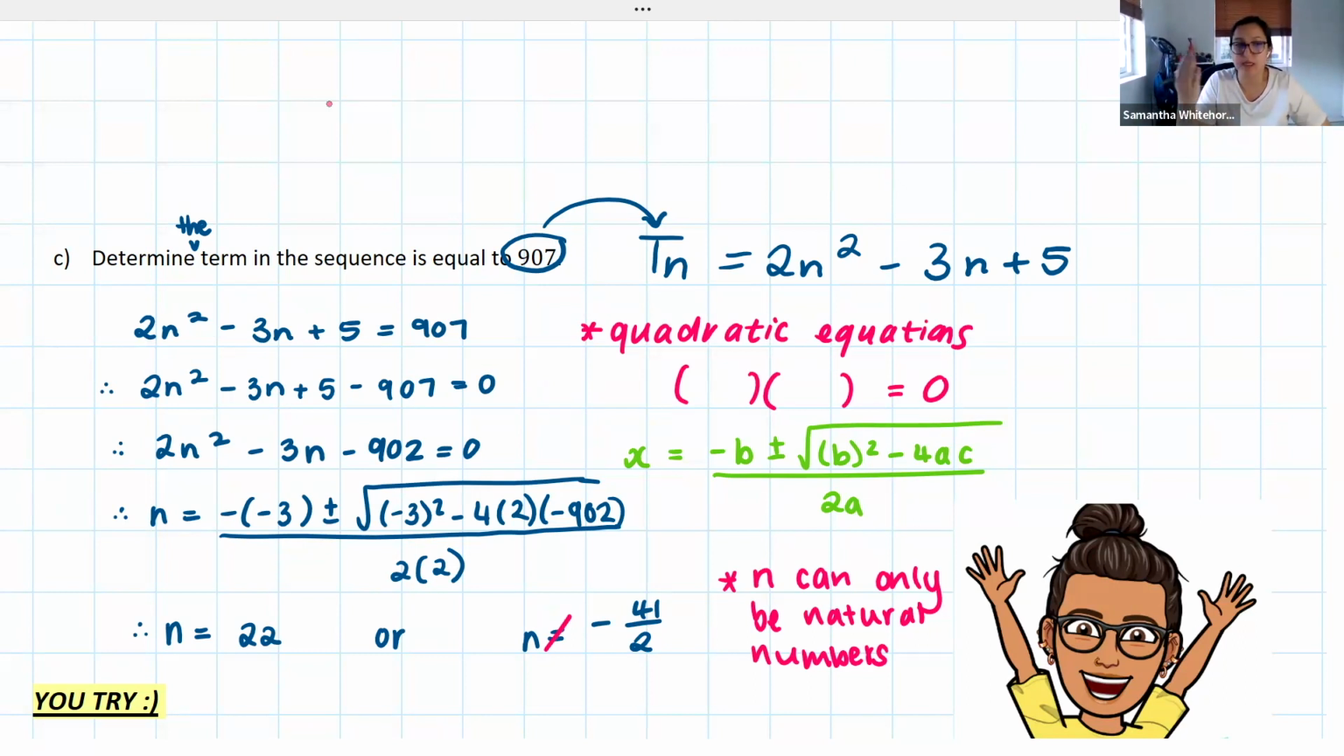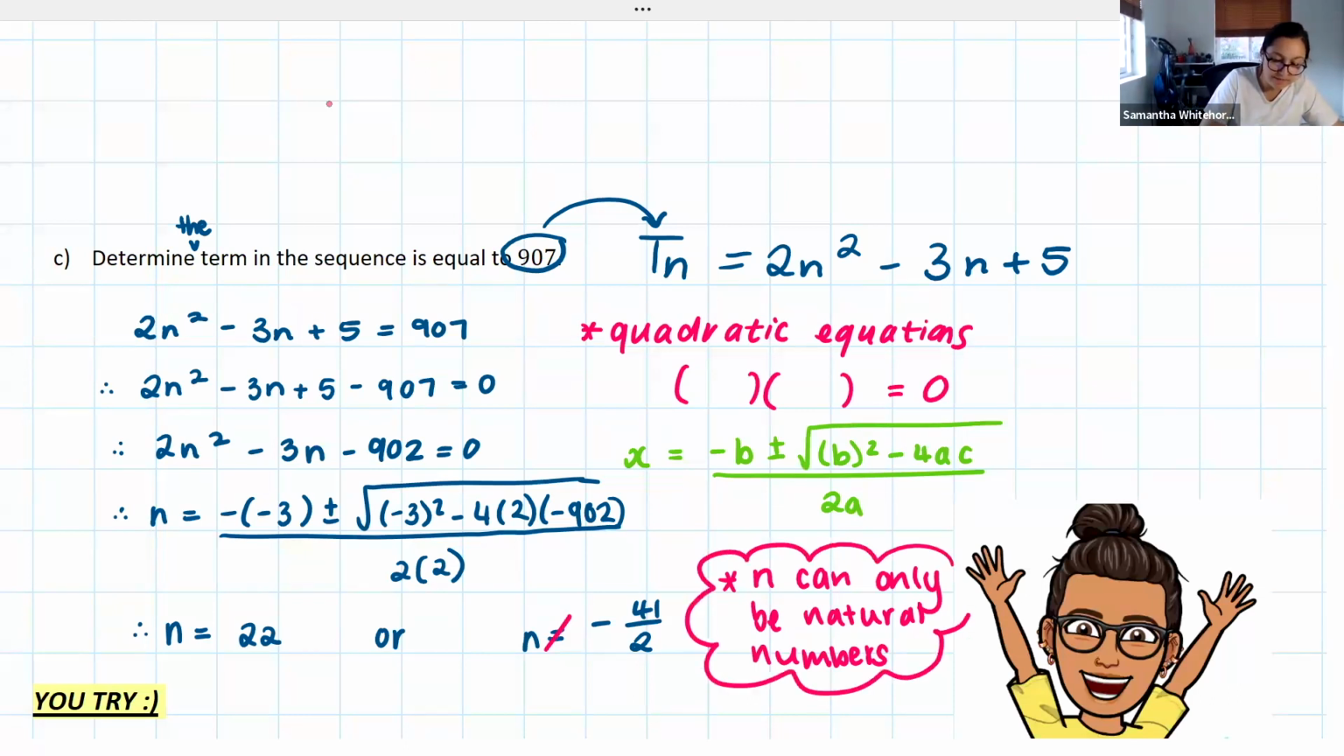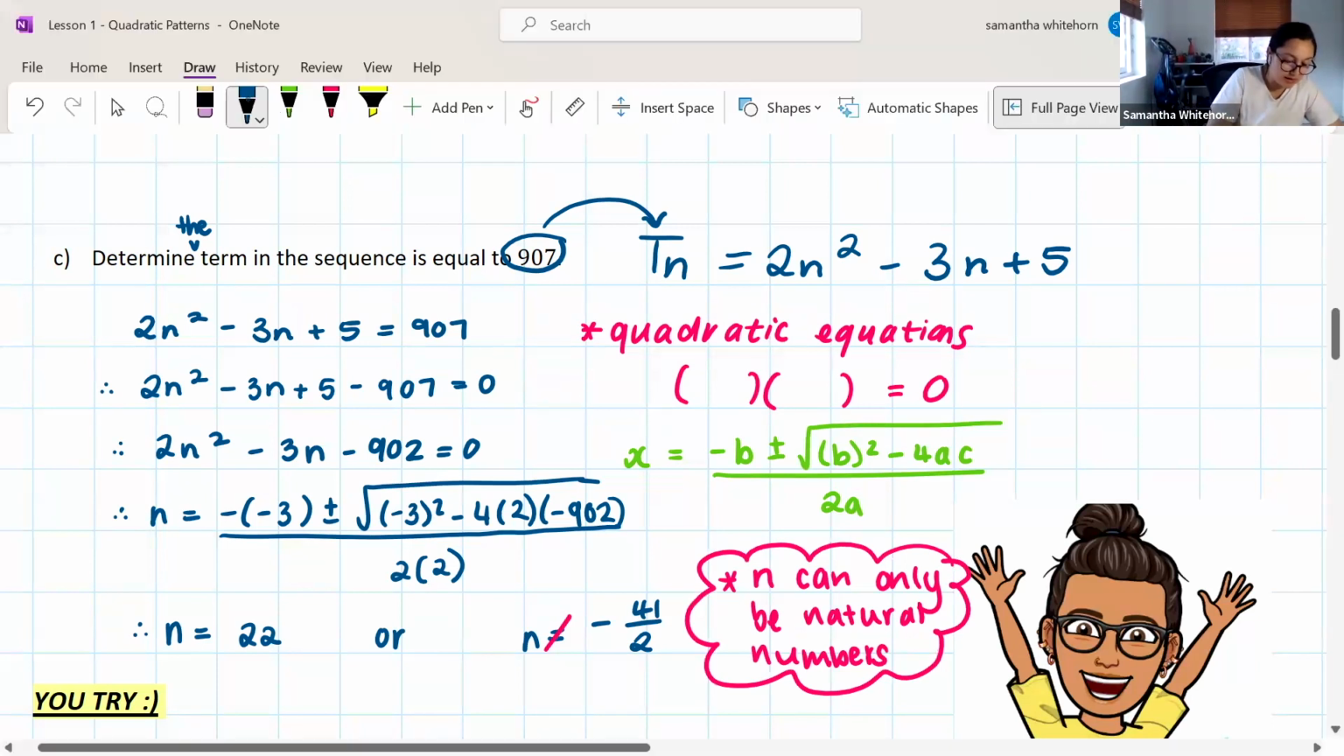It's the first, the second, the third, the fourth, the fifth. We're not going to talk about the negative third position. That doesn't exist in a number pattern. It is the first position, the second, the third, etc. So really importantly, n can only be a natural number. And so what that means is you do want to double check your answers to make sure you've got the right one.